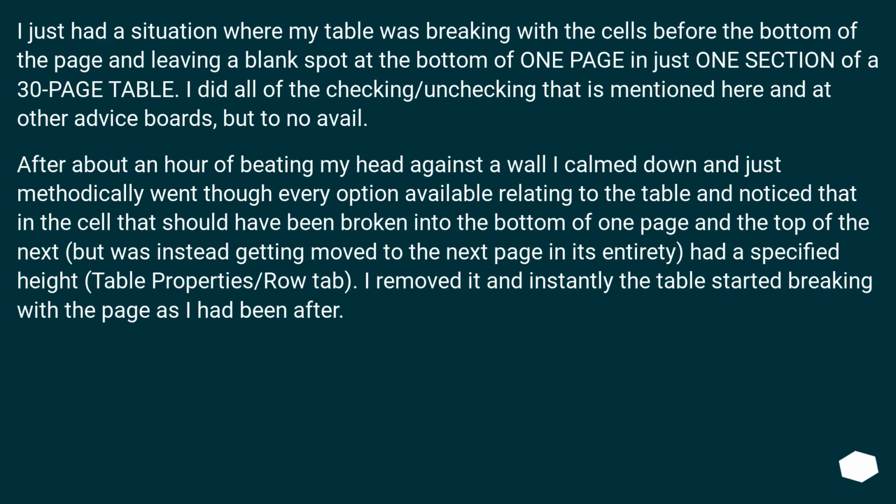I just had a situation where my table was breaking with the cells before the bottom of the page and leaving a blank spot at the bottom of one page in just one section of a 30-page table. I did all of the checking/unchecking that is mentioned here and at other advice boards, but to no avail. After about an hour of beating my head against a wall, I calmed down and just methodically went through every option available relating to the table and noticed that the cell that should have been broken into the bottom of one page and the top of the next, but was instead getting moved to the next page in its entirety, had a specified height, Table Properties/Row tab. I removed it and instantly the table started breaking with the page as I had been after.